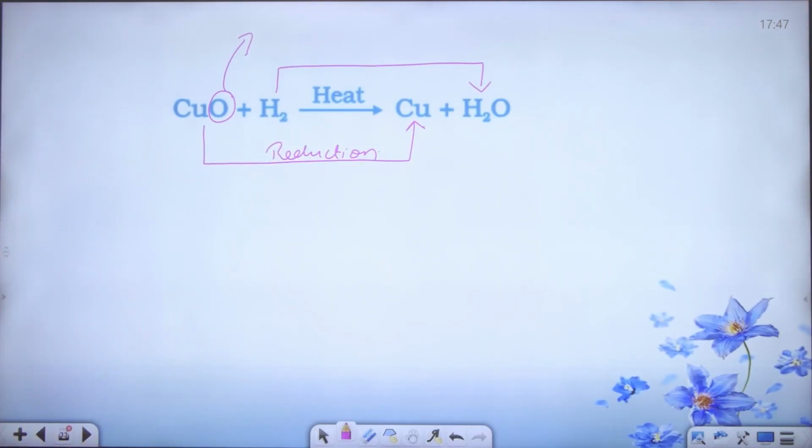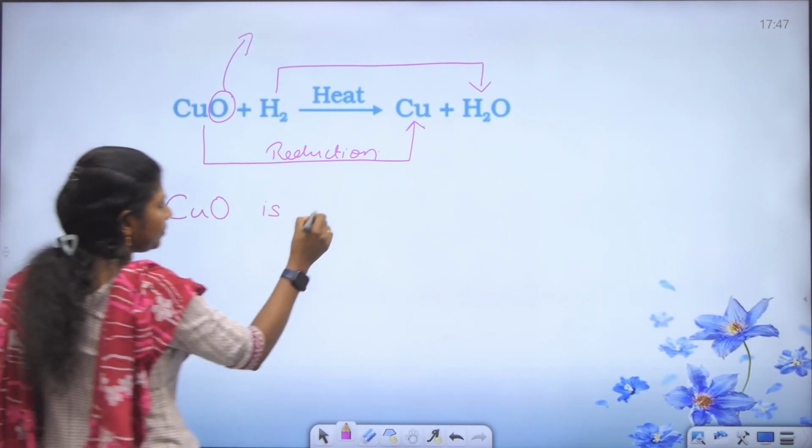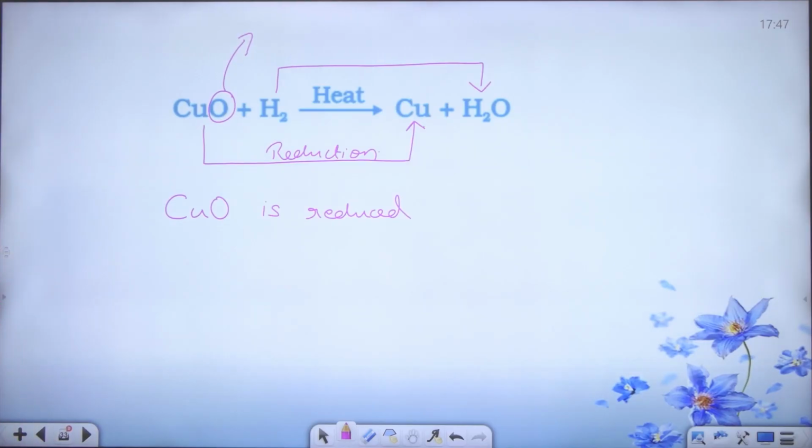And the reduced species: which one is reduced? Yes, CuO. CuO is reduced and forms Cu. The reduction product is copper, and the reduced substance is CuO. So which one is reduced? CuO is reduced and the reduced product is copper.